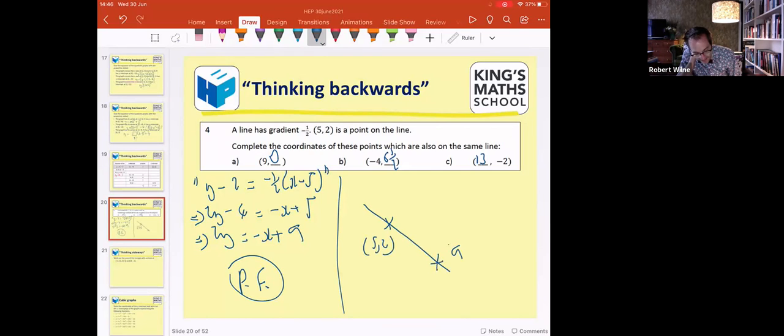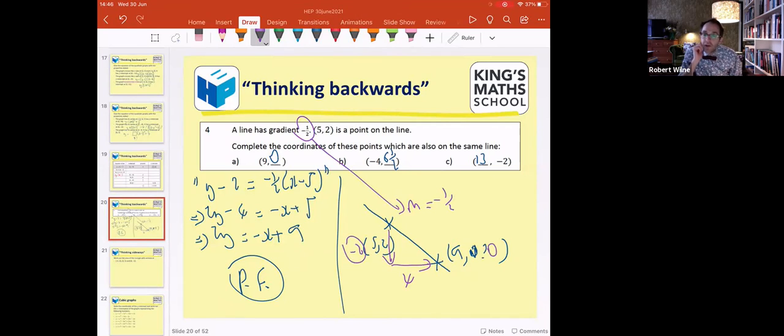So it's 9. I don't know 0 yet, do I? It's 9 something. And what's happened? We've gone across 4. So to get a gradient of -1/2, we must go down 2, and so we must get to 0. Yes, so 5 to 9 is +4, so I need to subtract 2 from the y coordinate.